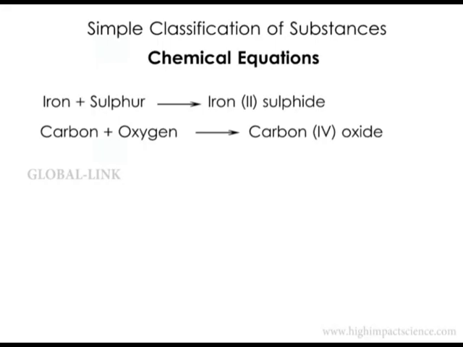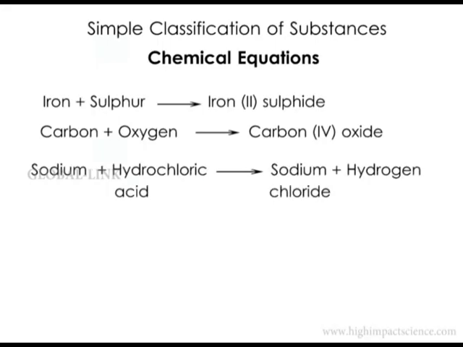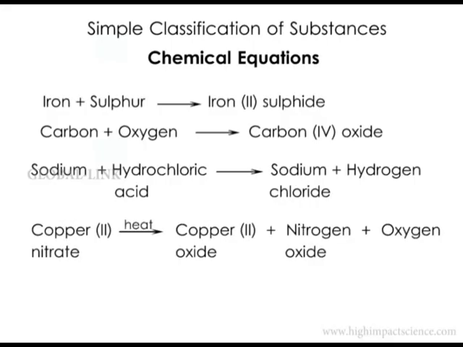However, it is not just the elements that react with each other to form compounds. No, compounds can also react. We also may have more than 2 reactants and even more than 2 products. For example, sodium, which is an element, can combine with hydrochloric acid, which is a compound, to form sodium chloride and hydrogen. Copper(II) nitrate, a compound, when heated, decomposes to copper(II) oxide and nitrogen(IV) oxide plus oxygen. These are called word equations.